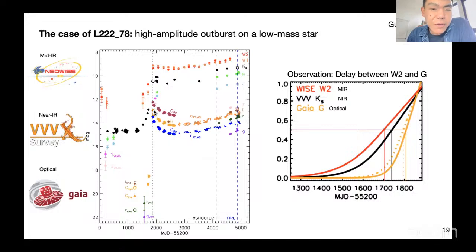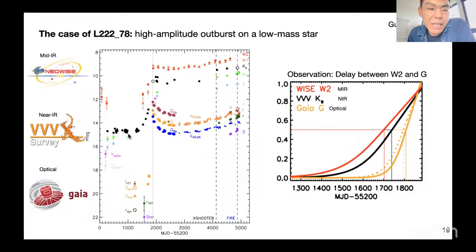Then after the initial outburst, if we only look at the Gaia data here, both the Gaia B band and R band start to decay. According to the color variation here, we are able to confirm that this decay is actually caused by a changing line of sight extinction, which also explains why, in the mid-infrared or the near-infrared, we didn't see this decay, because they are less sensitive to the extinction event.